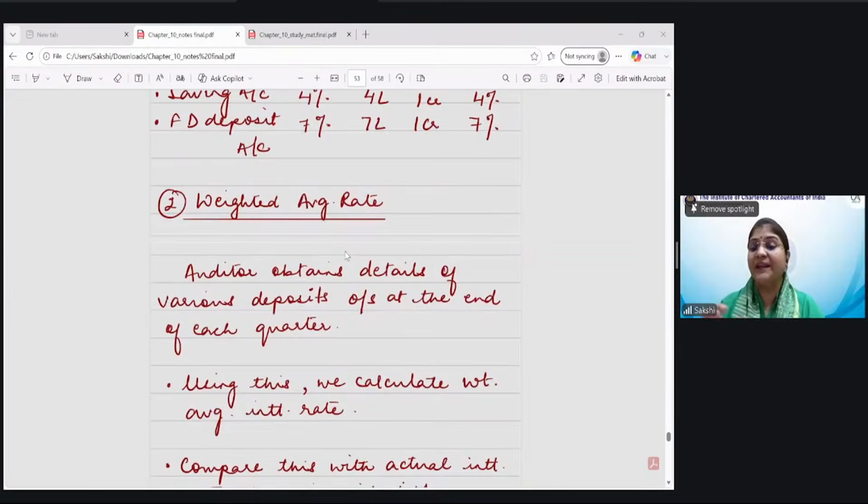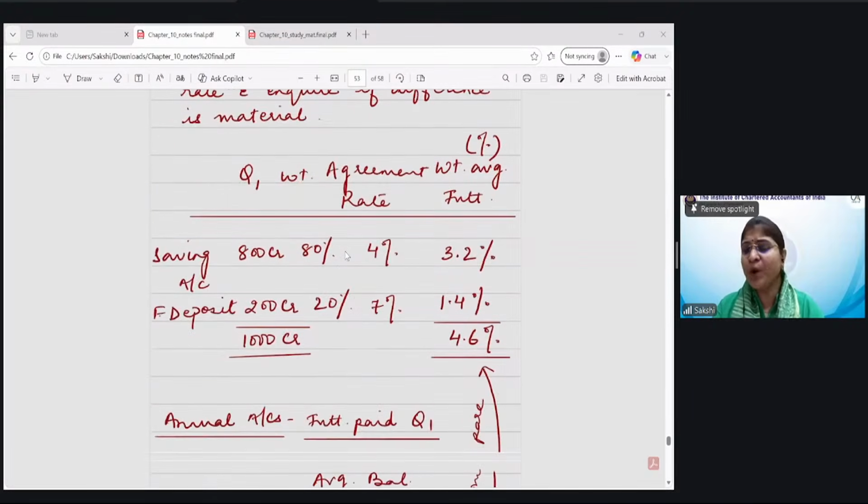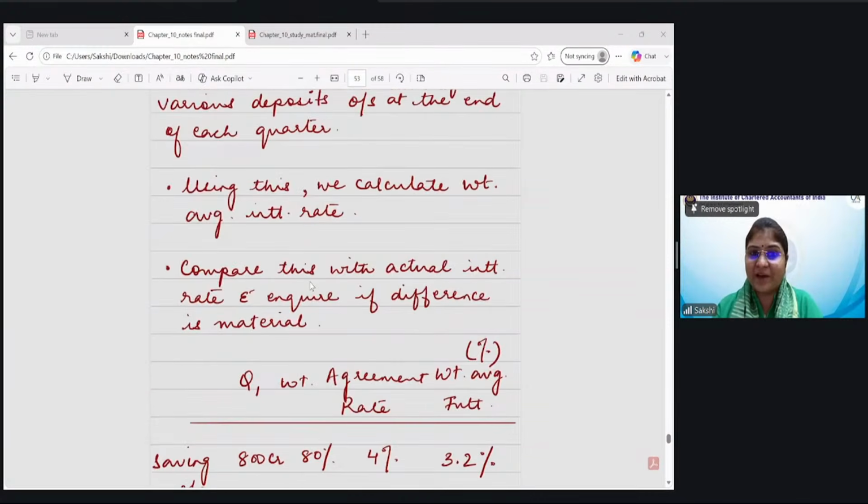Another is your weighted average method. Is the ratio analysis method clear to all of you? Please write to me in the chat box. Is the ratio analysis method clear to all of you? Okay, all right. Coming to the weighted average method.